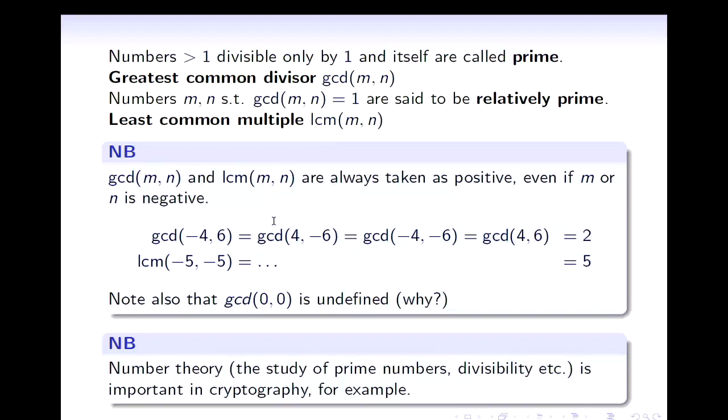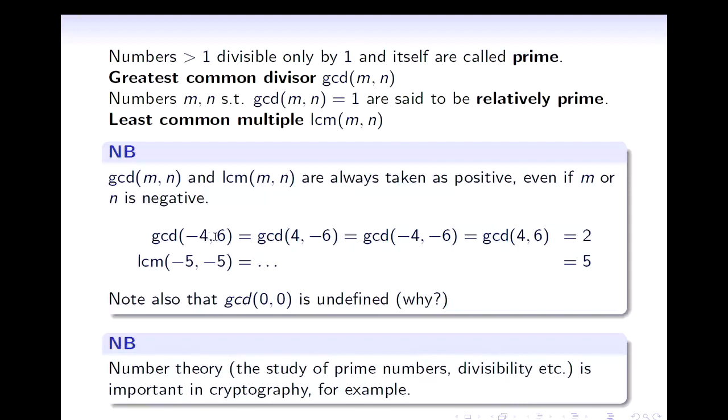The greatest common divisor and the least common multiple, by definition, are always taken as positive, and this is just by definition, even if m or n is negative, just so that we can be sure that the question, what is the greatest common divisor or what is the least common multiple, has a unique answer. So the greatest common divisor, please, if there is a question, just ask.